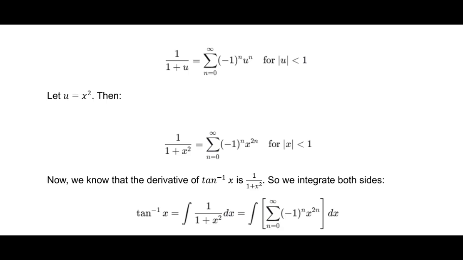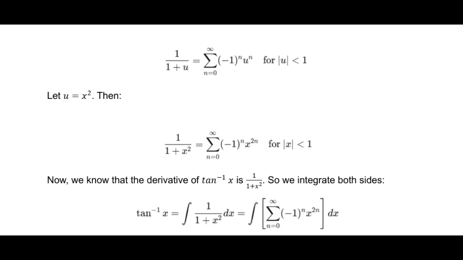So let u equal x squared. Then we have 1 over 1 plus x squared equals the summation of negative 1 raised to n, x raised to 2n, as n goes from 0, for the absolute value of x less than 1. Now we know that the derivative of arctan x is 1 over 1 plus x squared. So we integrate both sides.